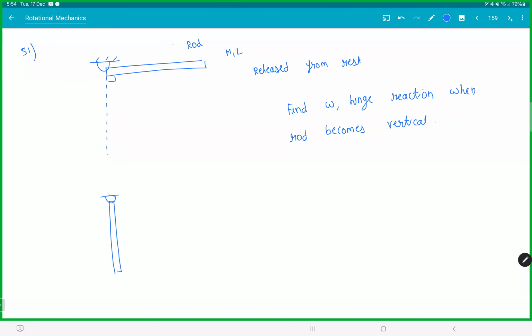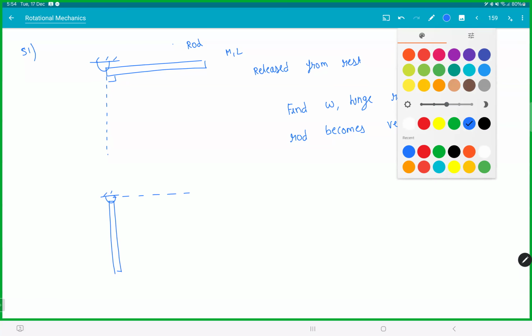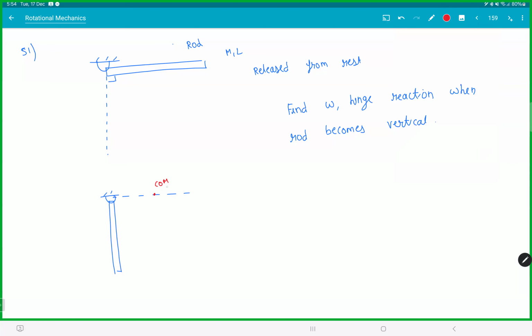When the rod has become vertical, so basically the center of mass from here falls and comes here. So that is basically L by 2. Let this be omega. The loss in potential energy is equal to gain in kinetic energy.